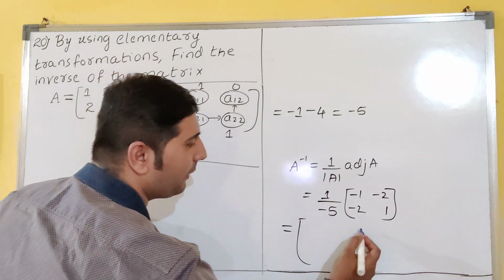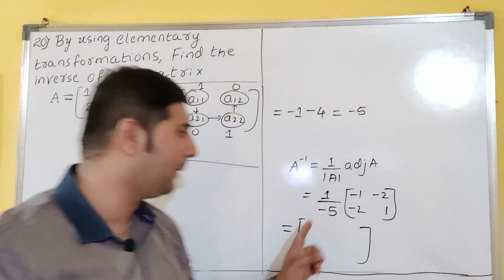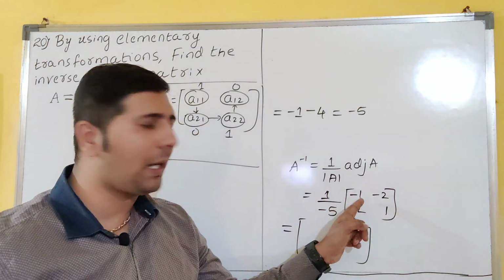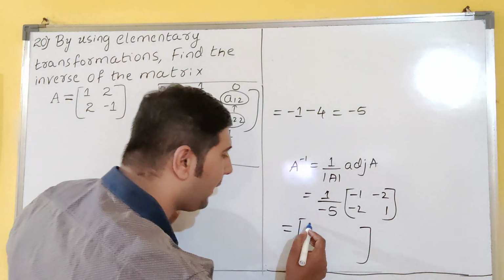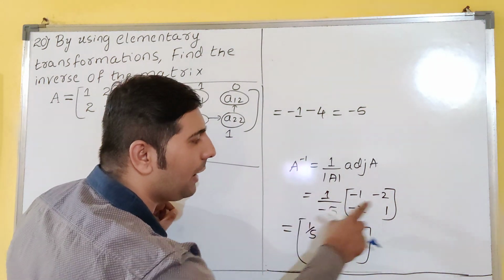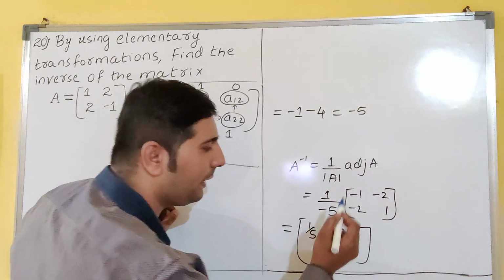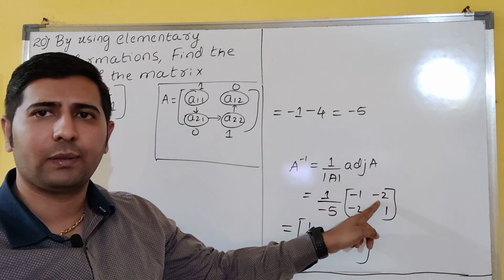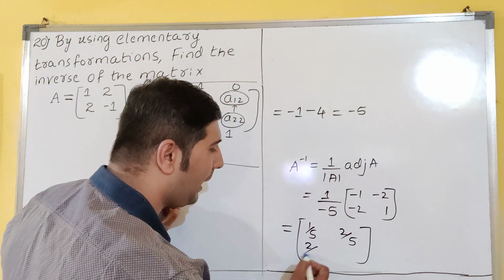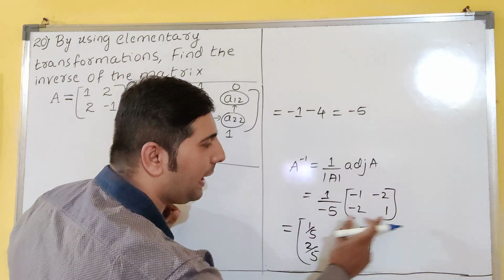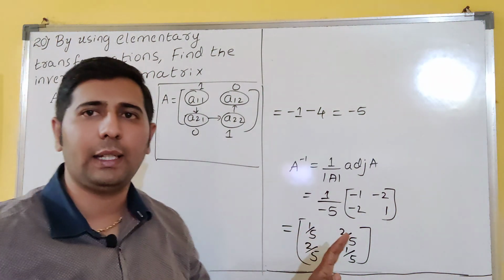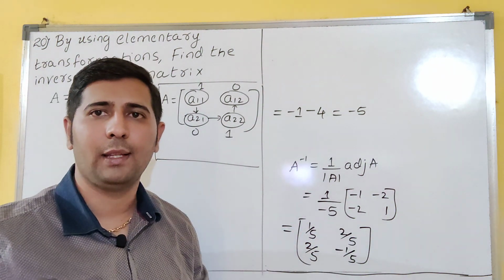So now, dear students, what will you get for A inverse? Observe very carefully. 1 by minus 5 means minus 1 by 5. Minus 1 by 5 into minus 1 is 1 by 5, or not? Minus 1 by 5 into minus 2 is 2 by 5. Minus into minus becomes plus. Clear? Again 1 by 5 into 2 is 2 by 5. 1 by minus 5 into 1 is minus 1 by 5, dear students. Clear? So before solving the sum, we know the answer. I hope it is clear.